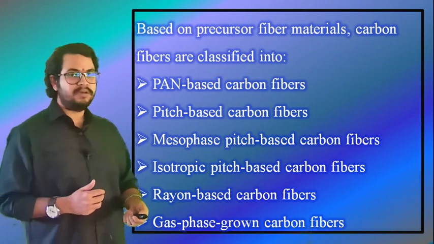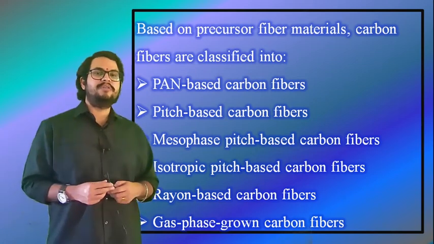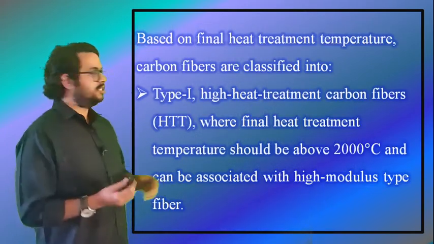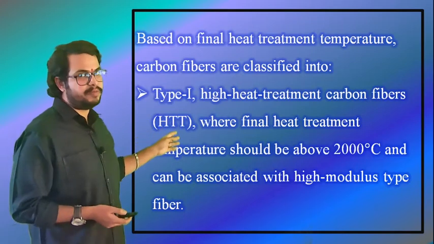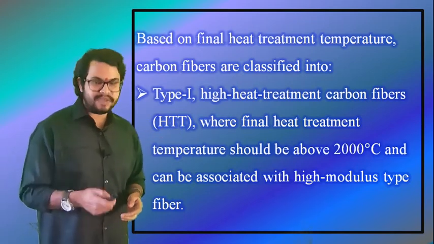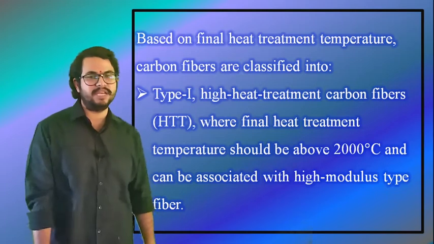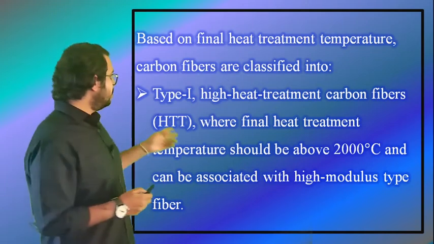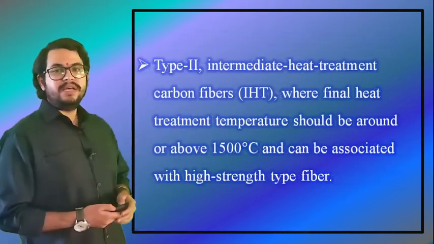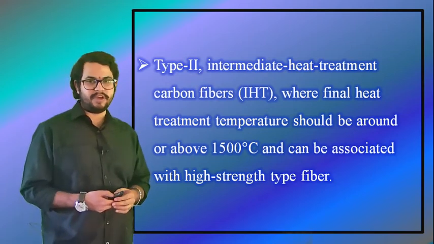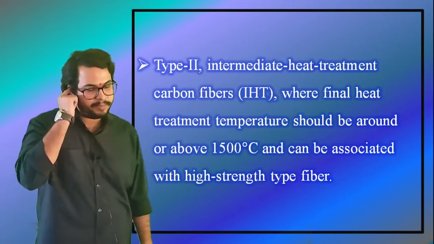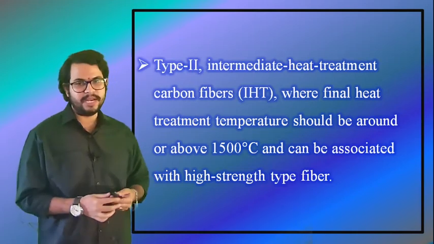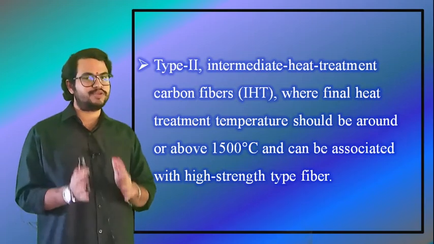Okay, now based on final heat treatment temperatures, carbon fibers are classified into type 1, which is high heat treatment carbon fibers, where final heat treatment temperature should be above 2000 degrees centigrade and can be associated with high modulus type fiber. The next is type 2, which is intermediate heat treatment carbon fibers, where the final heat treatment temperature should be somewhere around or above 1500 degrees centigrade and can be associated with the high strength type fiber.